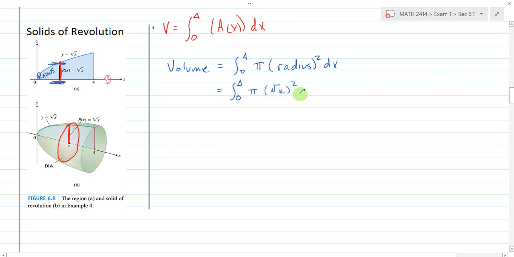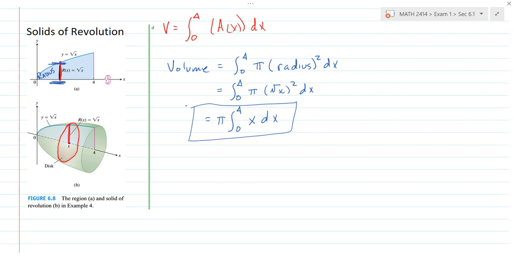squared. So when I set this integral up, I would have the integral from 0 to 4 of pi, and pi is a constant, so you can pull it out of that integral, and I would just get x dx. So I'm not going to take the time to go through this problem. I just wanted to explain to you how we set up the formula for finding volumes of solids of revolution.